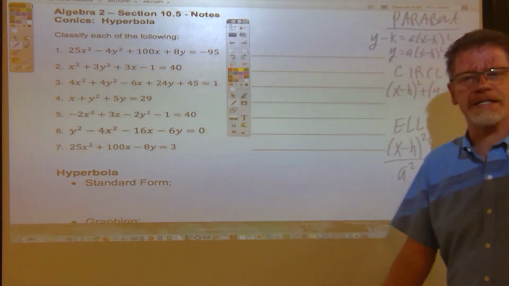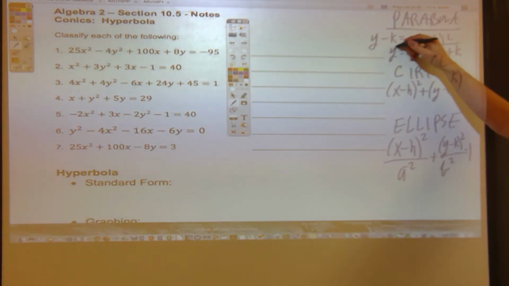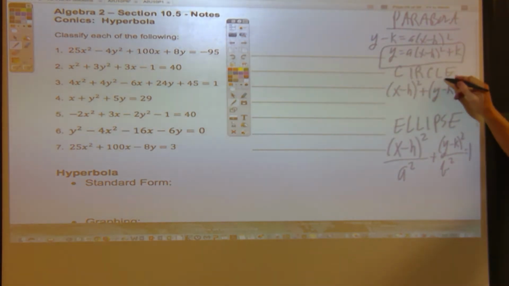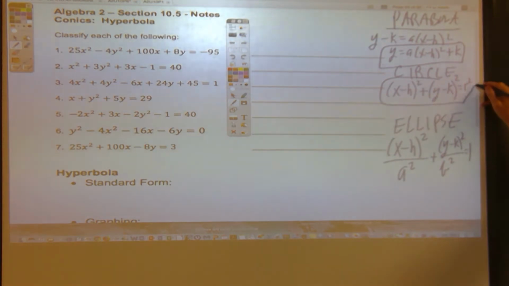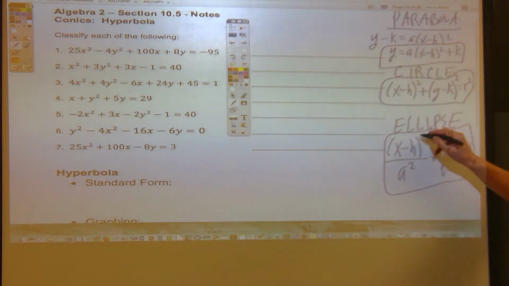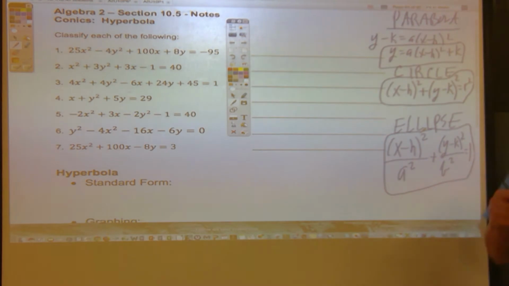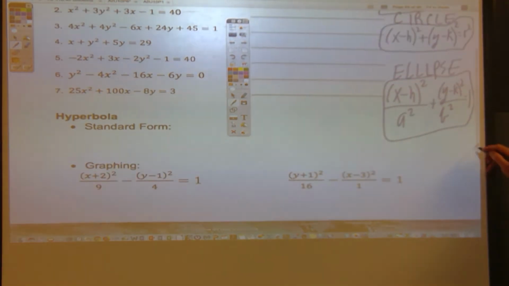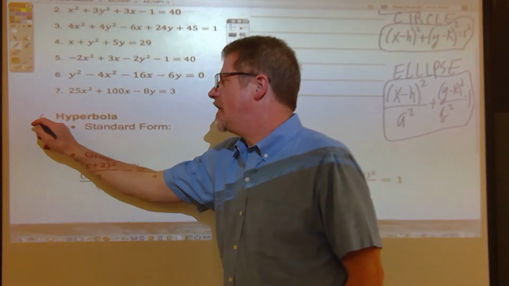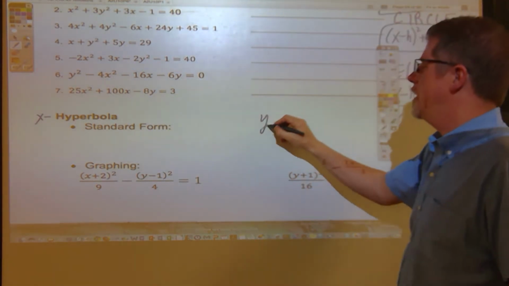Yeah, that's it. So, those are the 3 that we've learned so far. Parabola, circle, ellipse. You need them all. Okay. And today we get the 4th one. It's actually the 4th and 5th. There's 2 types of hyperbolas. There's an x hyperbola and there's also a y hyperbola.